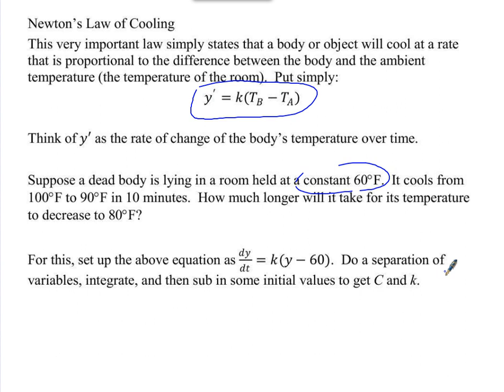So we're going to do a separation of variables, integrate, and then substitute in our initial values to find out our c and k. So I need to change pages. And then apparently I need to zoom in. Maybe not that much, though. That's terrible. All right, I'm stuck with that.